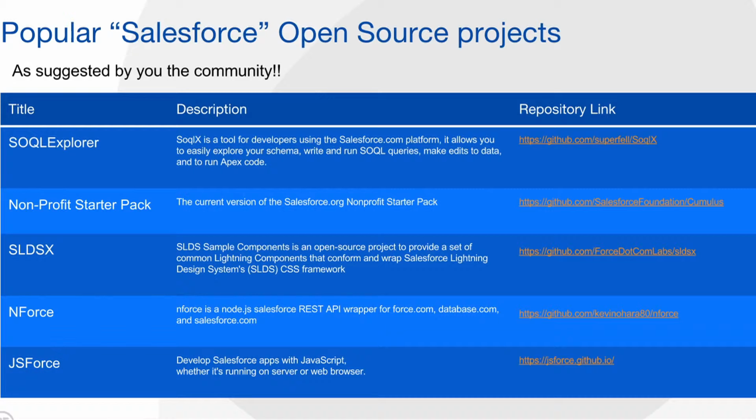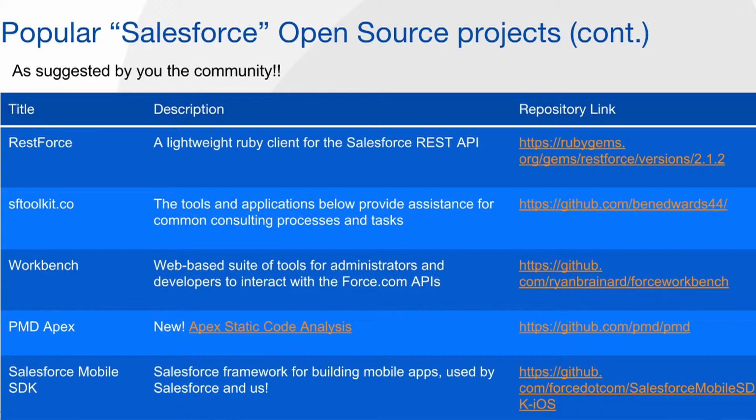Schema Explorer has been around for a while. SLDS represents some really good Lightning components that you could download into your orgs. Then we're getting into more JavaScript type frameworks. Next slide. RESTforce, more toolkits. Workbench, how many people have used the Salesforce Workbench tool? Yeah, so that's open source. If there are features you've used in that and you think, well, I wish it did that better, get in there, create a pull request, make the changes, and submit it back.